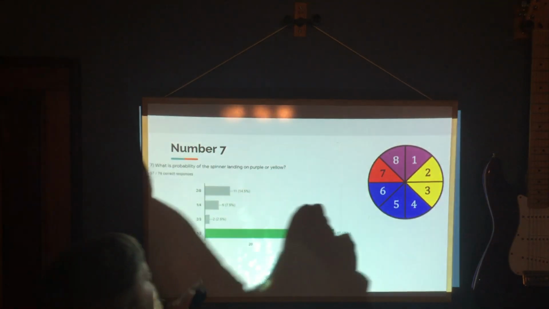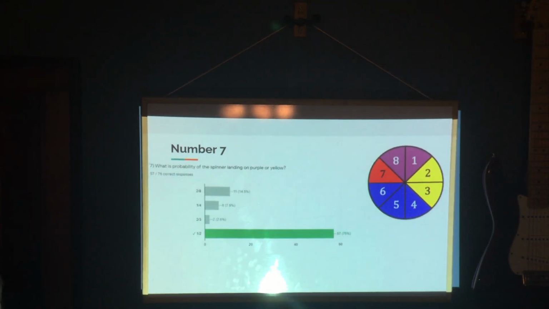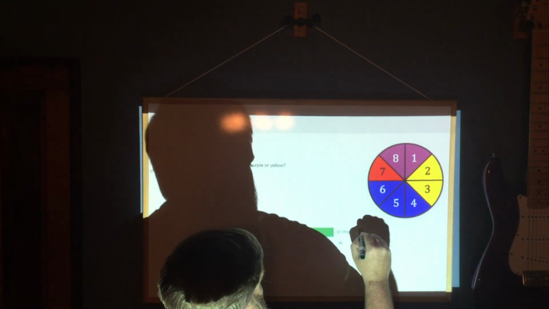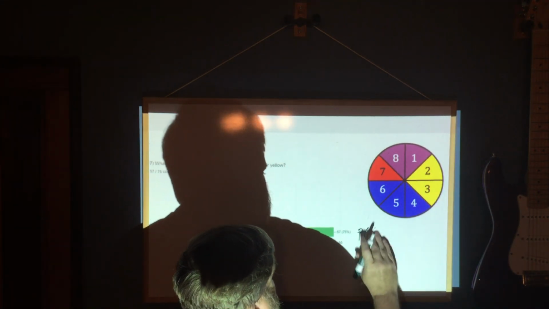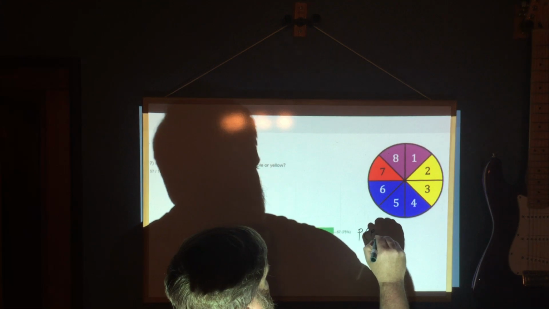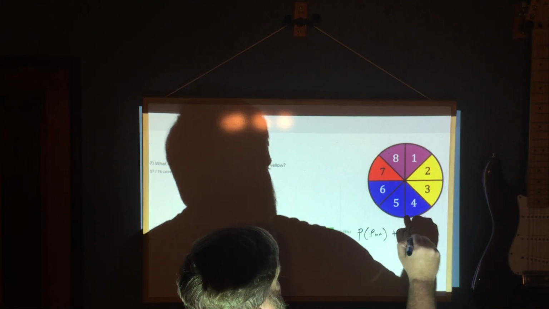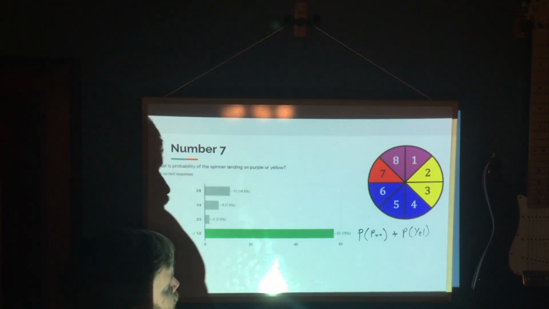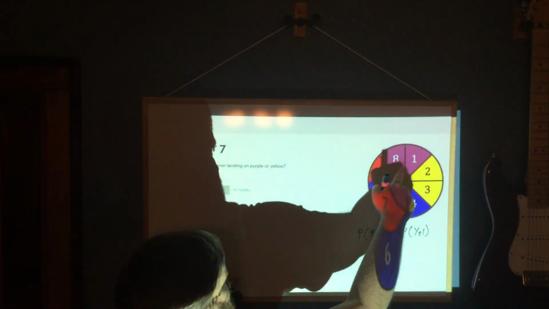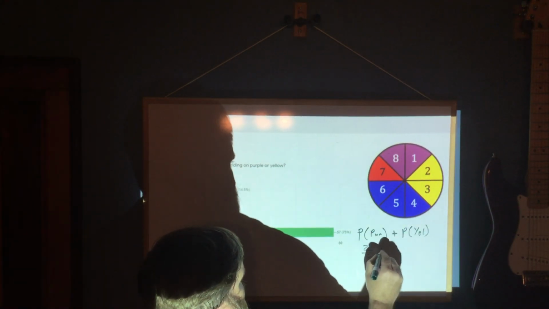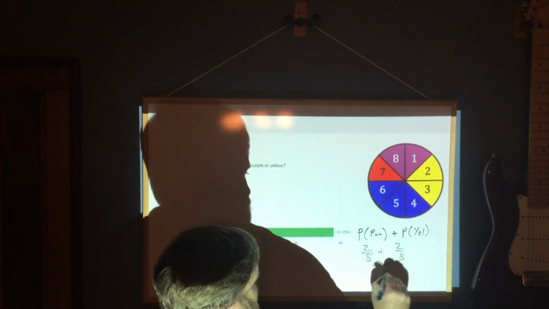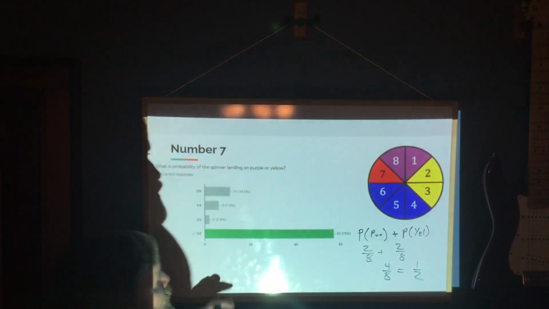Number 7. What's the probability of a spinner landing on purple or yellow? Again, or should tell you to add. So we want the probability of purple plus the probability of yellow. They can't happen at the same time, so we don't have to subtract anything. 2 out of 8 are purple. 2 out of 8 are yellow. 2/8 plus 2/8 is 4/8, which is 1/2.